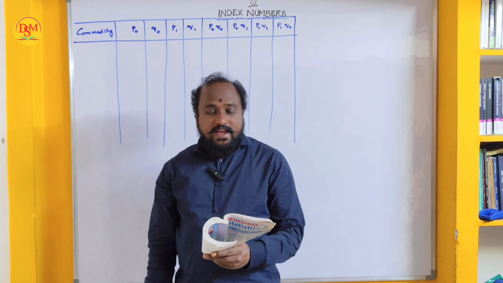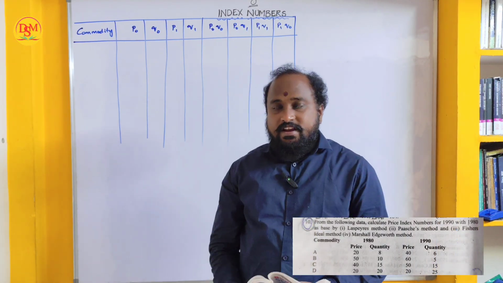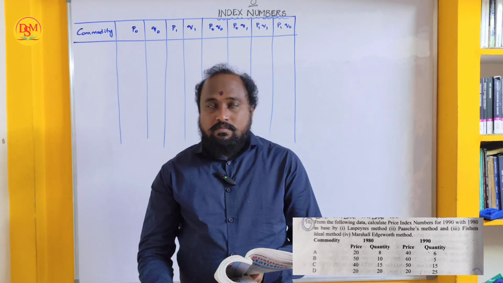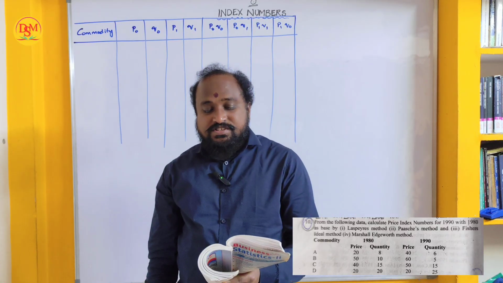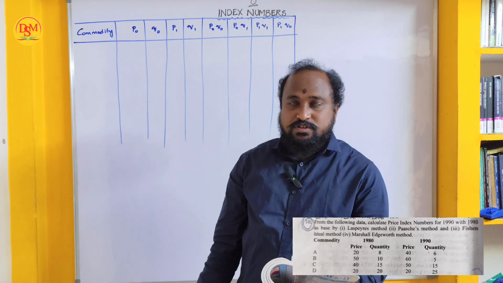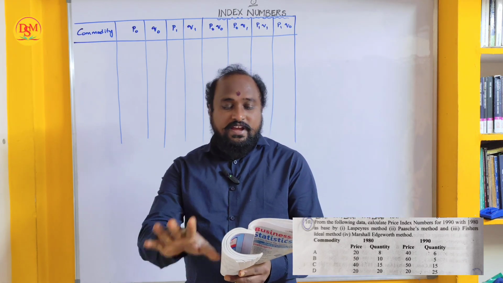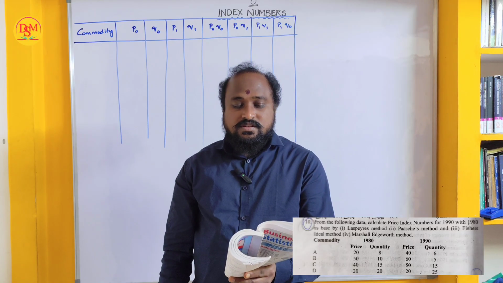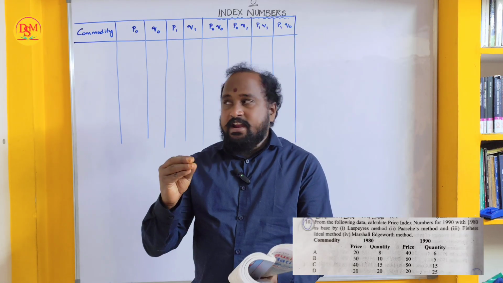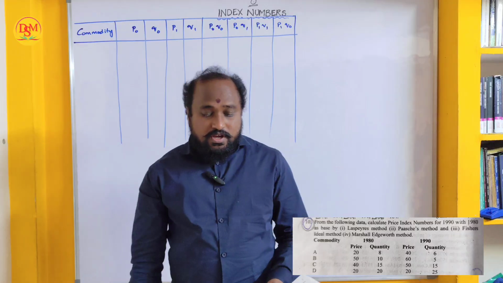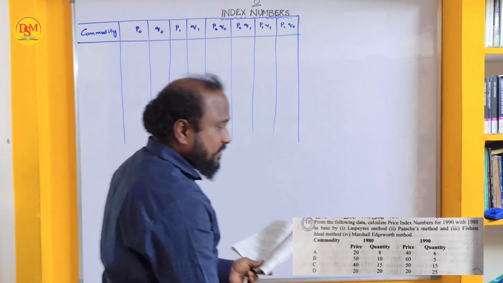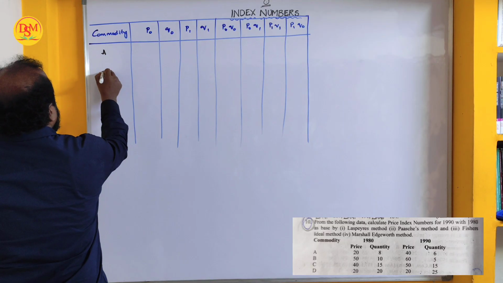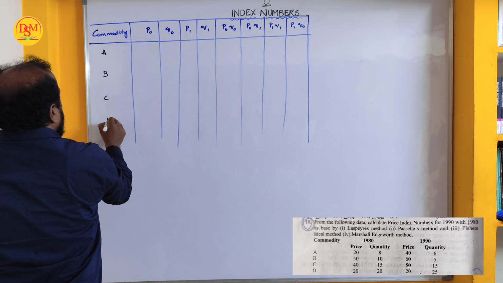From the following data, calculate the price index number for 1990 with 1980 as base by Laspeyres' method, Paasche's method, Fisher's ideal, and Marshall-Edgeworth method. From the four methods we have to calculate this. Commodities A, B, C, D are given here. Prices and quantities for 1980 and 1990 are given. So first of all we have to arrange the data in this manner. The commodities will be written as A, B, C and D.